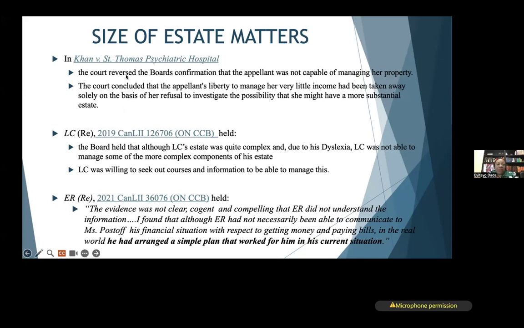In Khan versus St. Thomas, the court reversed the board's confirmation that the appellant was not capable of managing her property. The court concluded that the appellant's liberty to manage her very little income had been taken away solely on the basis of her refusal to investigate the possibility that she might have a more substantial estate.